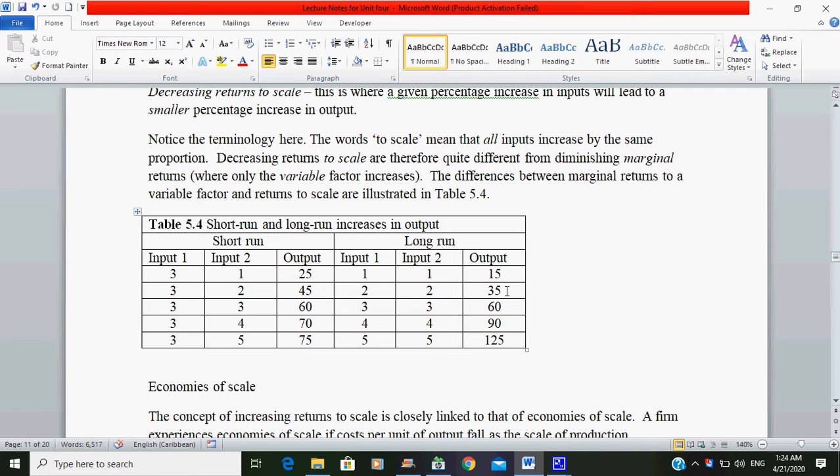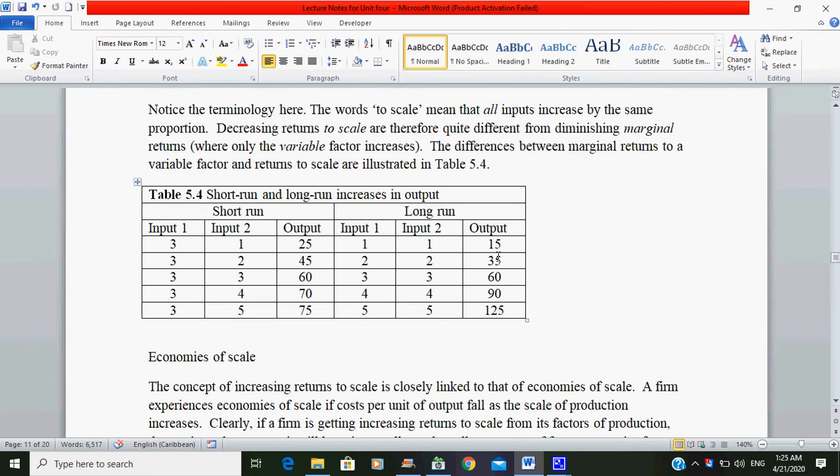In the long run, you observe that there is no diminishing marginal return in this case, because 15 to 25 is 10, 25 to 60 is 35. So there's an increase in the amount of change in output under the long run.